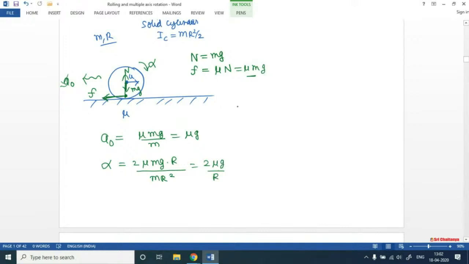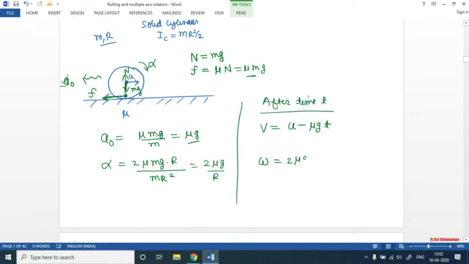So once we have got these values, let's say after time t, we can find out its final velocity and its final angular velocity. The formula we apply is v equals u plus at. Here a is negative, so v is u minus mu g t, and omega is alpha t, which is 2 mu g by r times t.